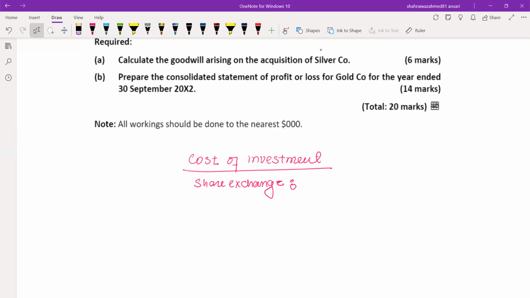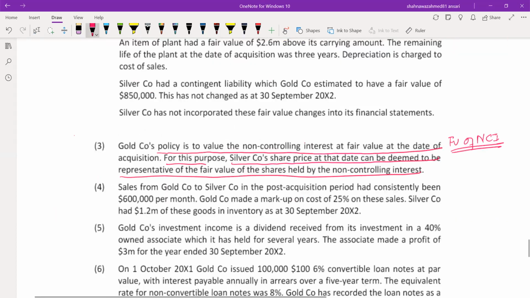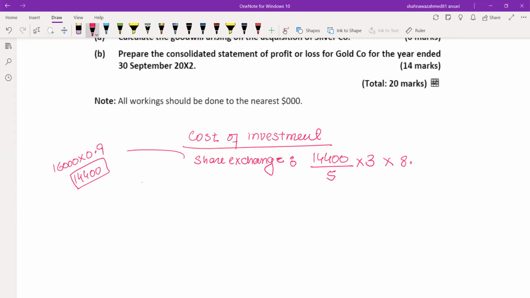Now, for share exchange, I have to identify how many shares were acquired by the parent company. So the acquisition is 16,000 multiplied by 0.9. So the number of shares acquired from the subsidiary is 14,400. This is the number of shares acquired, and for every 5, we have issued 3. Now, the parent company's share price given in the question is 8. So, issuance of shares by the parent company at a price of 8. So, this is basically the share exchange value, and that is 69,120.